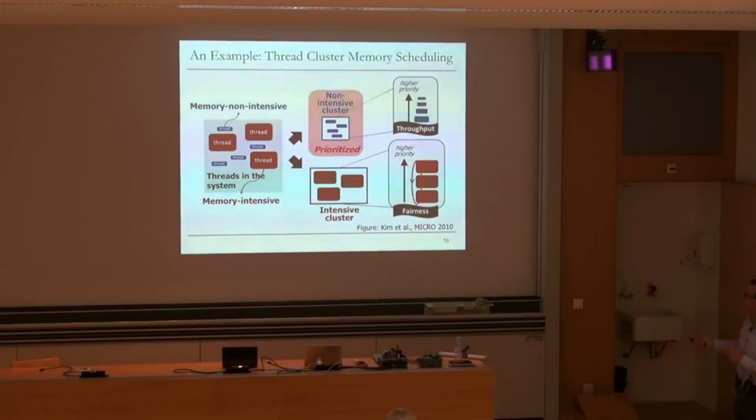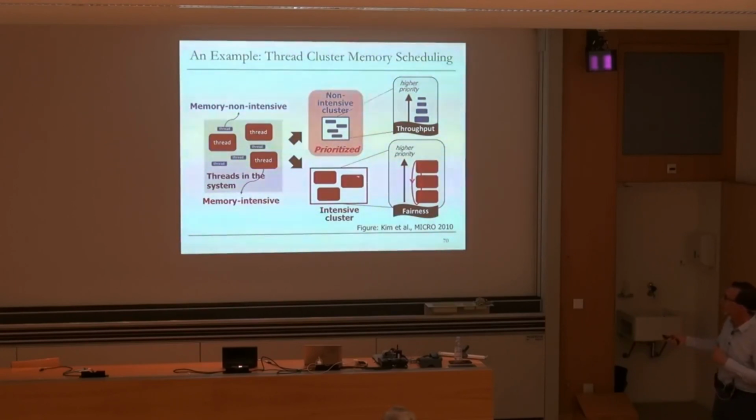So this is a heterogeneous scheduling policy. The non-intensive cluster is prioritized. That improves throughput, because these threads don't need to wait for their memory requests a lot if they're prioritized. Whereas if they're not prioritized, they stall behind these elephants. The elephants kill the mice. That's the idea. So this is higher priority.